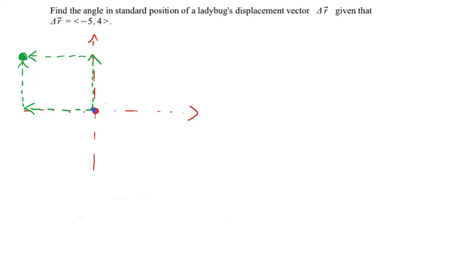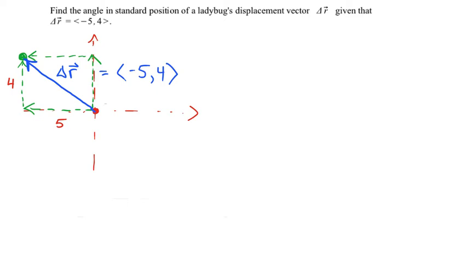So we want to start our tail here at the origin and just point to the location that we ended up at. And that's going to be our vector delta r. It is, of course, -5, 4. Now, what is the meaning of those numbers? The -5 would be here, and the 4 would be this side of the triangle.